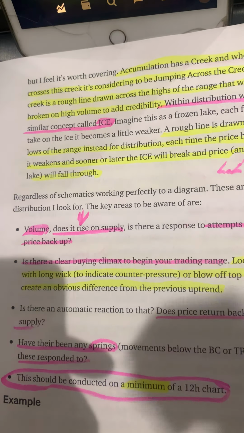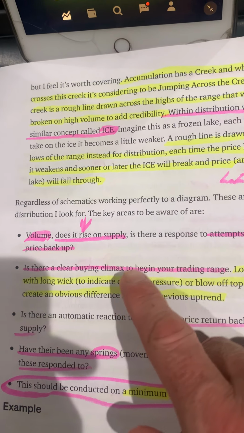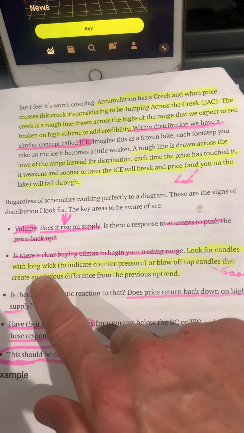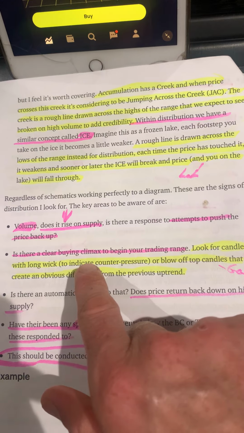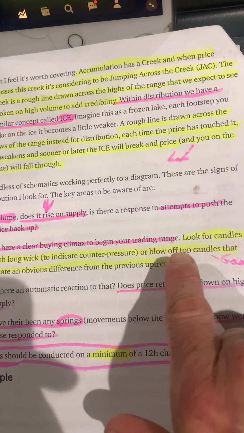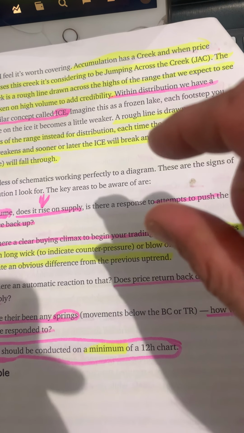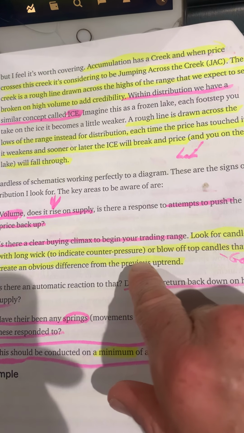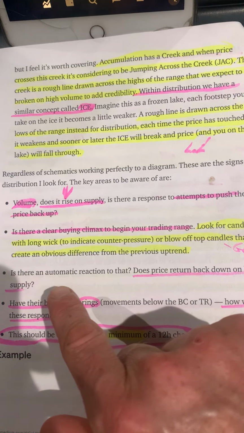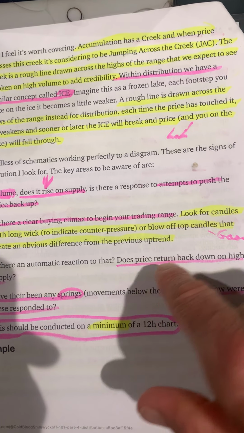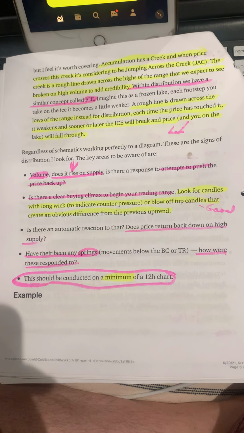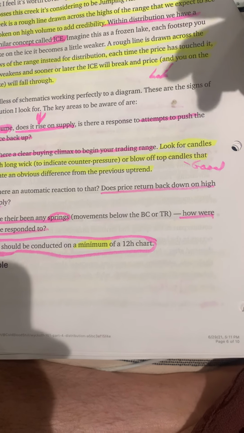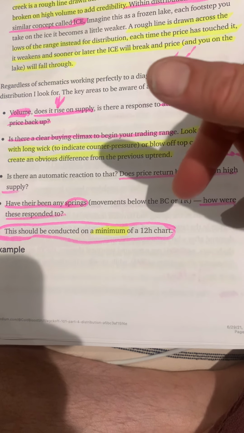Is there a clear buying climax to begin your trading range? Look for candlesticks with long wicks, which indicate counter pressure, or blow-off top candlesticks. Those create an obvious indifference from the previous uptrend. Is there an automatic reaction to that? Does the price return back down on the high supply? Have there been any springs, movements towards B, C, or the TR?